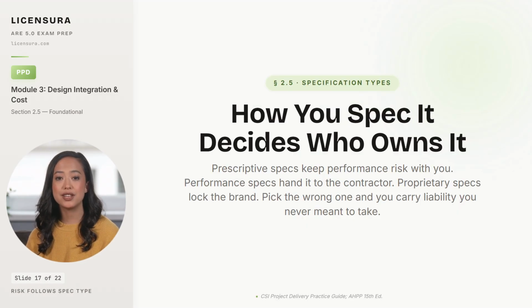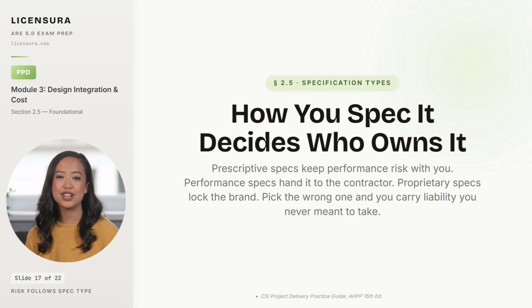Here is the spec type principle the exam tests directly, and the principle that decides who pays when something fails on a real project. The type of specification you write determines who carries the performance risk. A prescriptive specification tells the contractor exactly what to install: the materials, the dimensions, the chemical composition, and the architect, having chosen the exact product and method, carries the performance risk. If the product underperforms, the architect is the one who selected it.